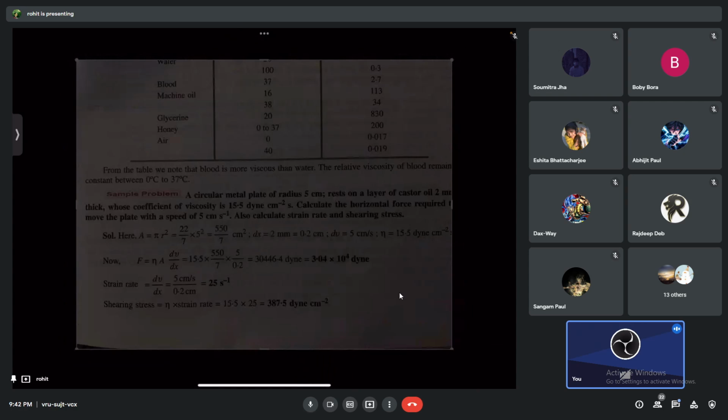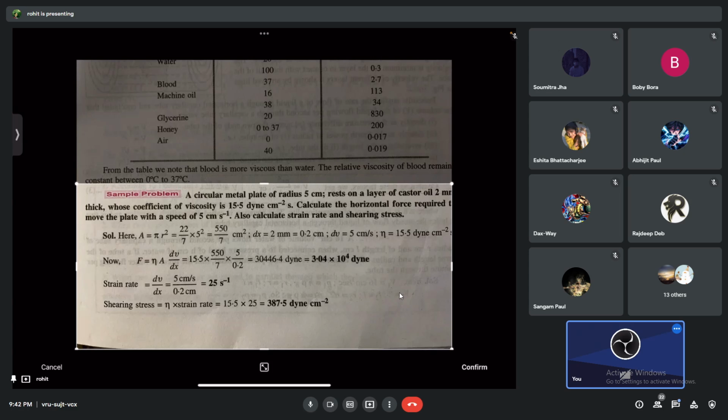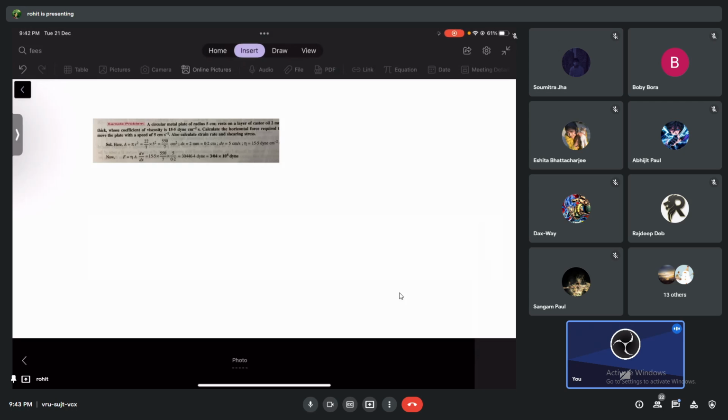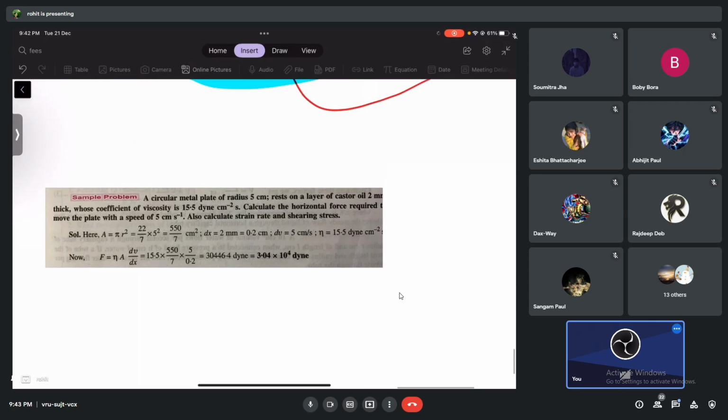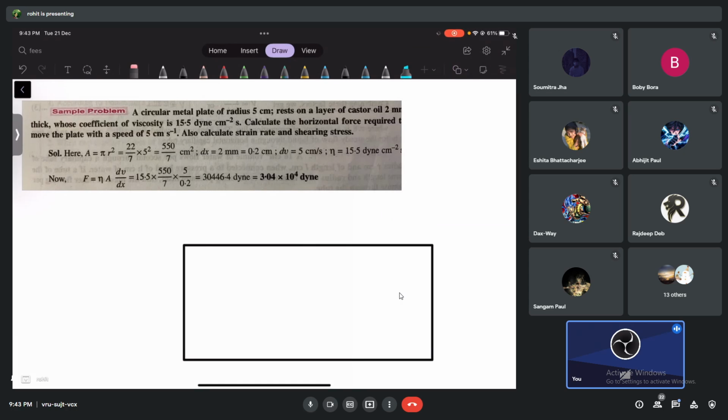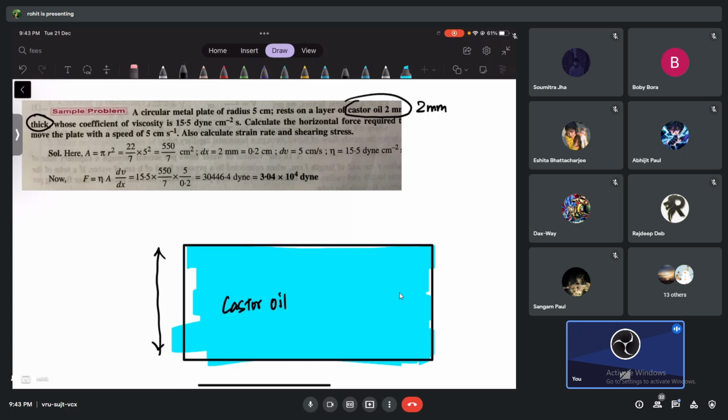See this one. You will understand this. It's a very nice problem. Till here we can do, that's it, no need the other part. So what is this question? A circular metal plate. This is the liquid we have, which is trying to flow to the right again. I'll tell you what this is. It's castor oil, they've written it. Castor oil, 2 millimeters thick. That means from here to here, the thickness of the castor oil is how much, guys?